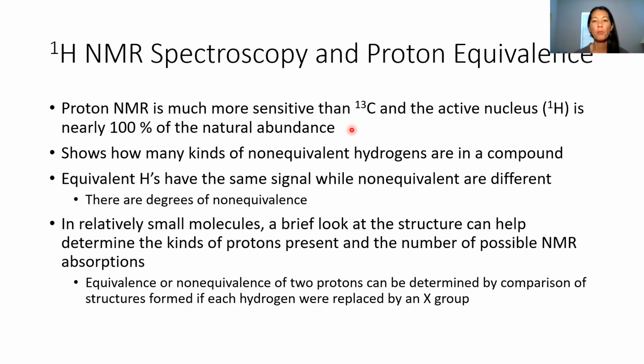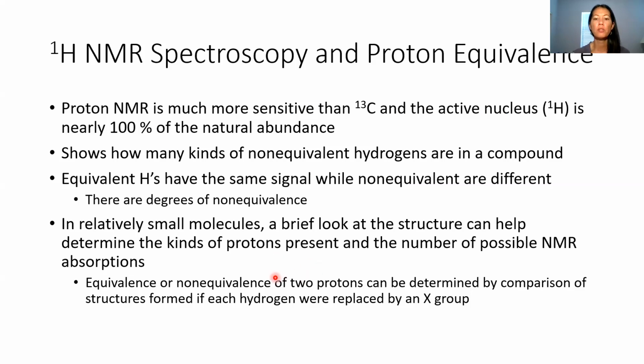This gives us a lot more information about the molecule. Equivalent H's have the same signal, but non-equivalent ones are different. We've already experienced this, but there are degrees of non-equivalence that we'll go through. Sometimes it's hard to tell. Sometimes you're going to look at a structure and think, oh, those look identical. They look like identical environments. But even chirality plays a role. So we're going to go through and sort through which ones are non-equivalent.